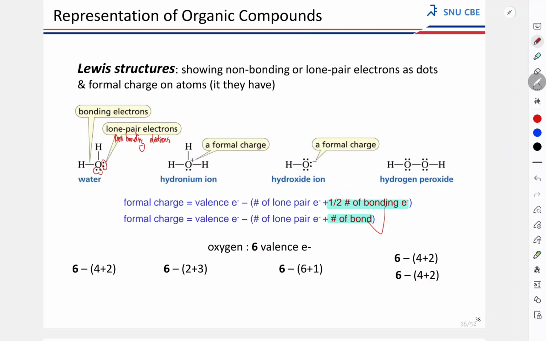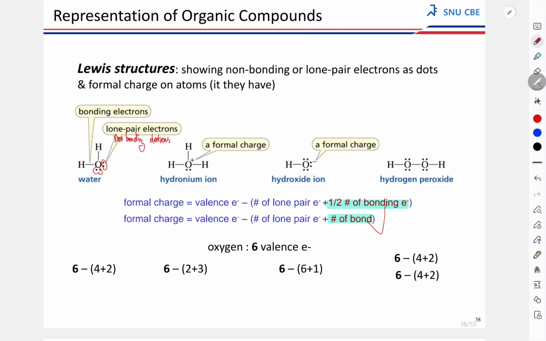So you can maybe practice with water, the same kind of stuff again. You're calculating here the formal charge of the oxygen within water. Its valence electron count has to be 6. And you have a number of lone pair electrons, which is 4, and a number of bonds, which is 2. So 6 minus 6 will give you 0 formal charge. That's why the oxygen in water has a formal charge of 0.